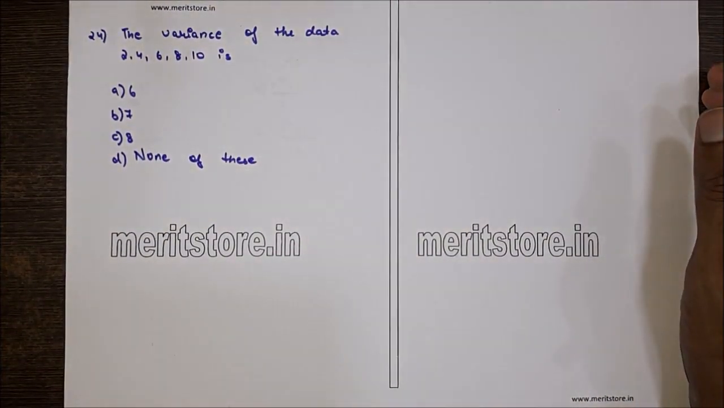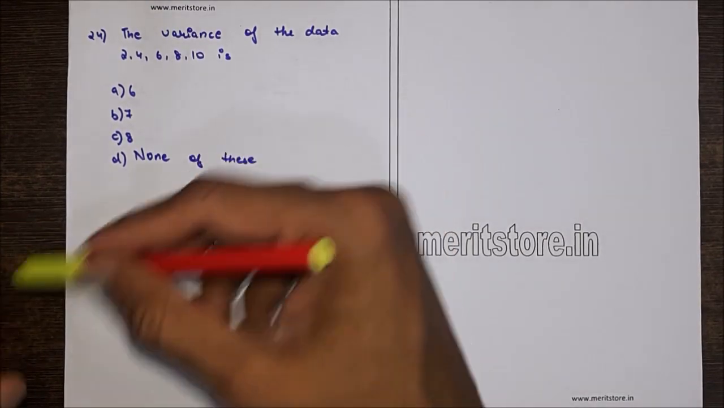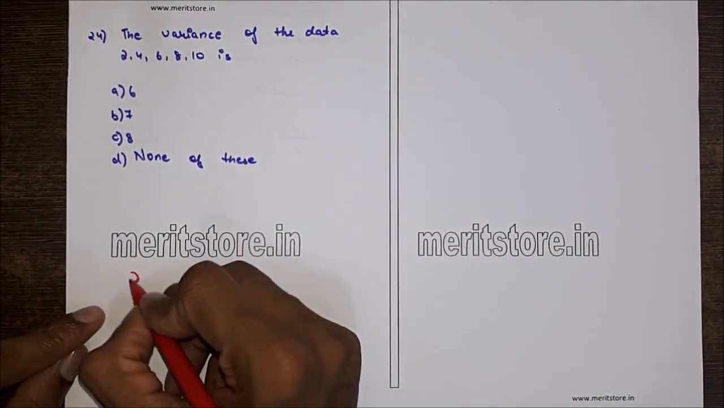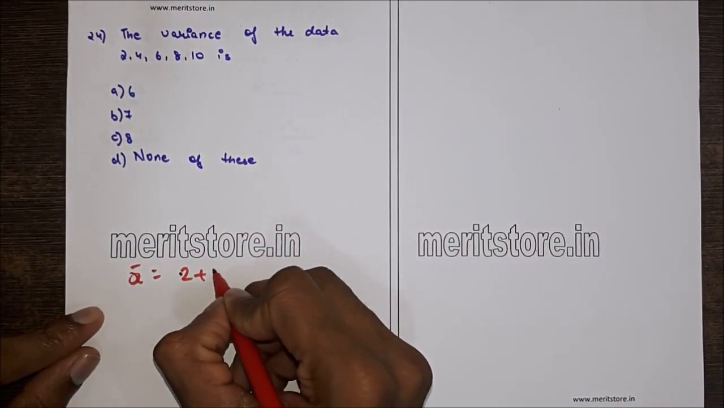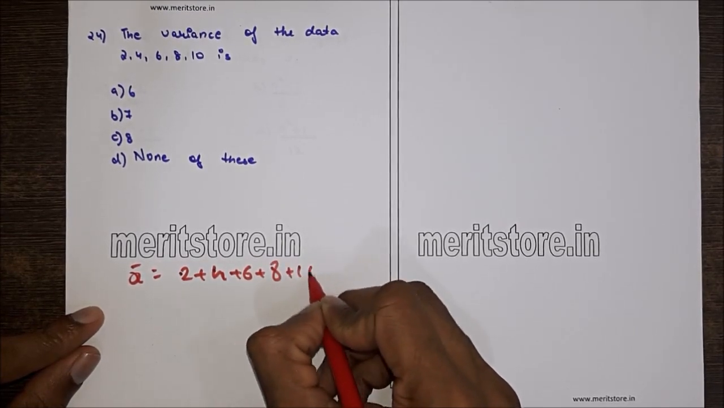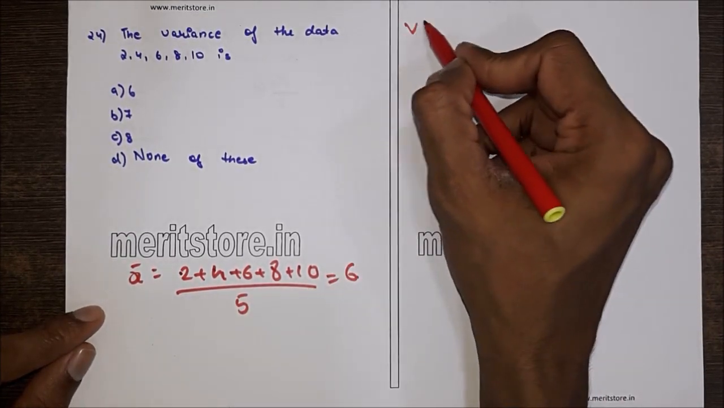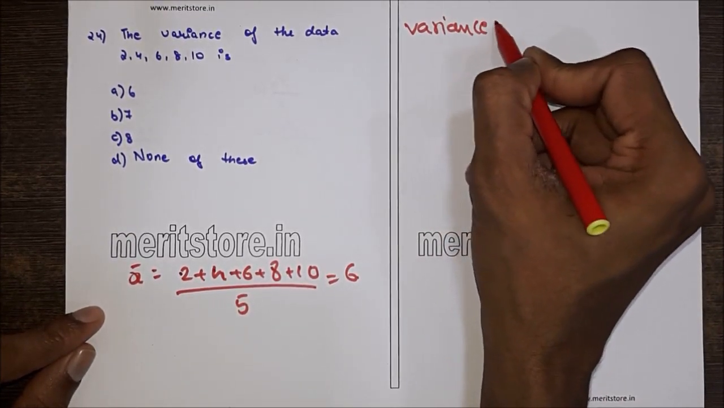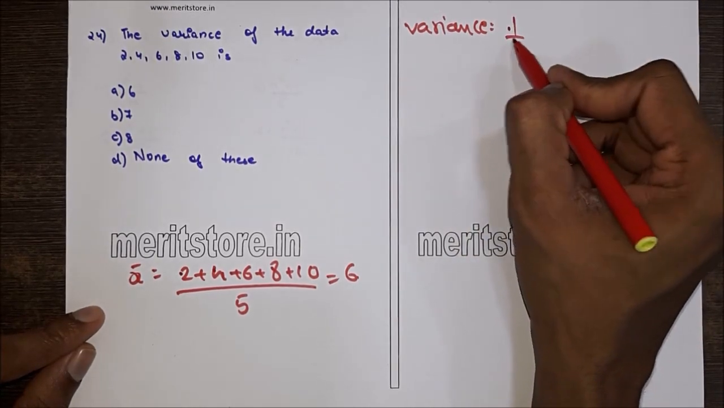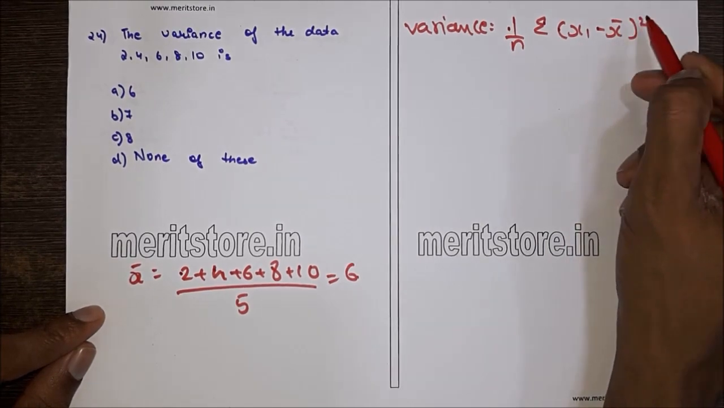Question 21. The variance of the data 2, 4, 6, 8, 10 is, we have 4 options. Here, x bar, that is mean, we get as 2 plus 4 plus 6 plus 8 plus 10 upon 5, which is equal to 6. So the variance is equal to 1 by n summation of (xi minus x bar) the whole square.